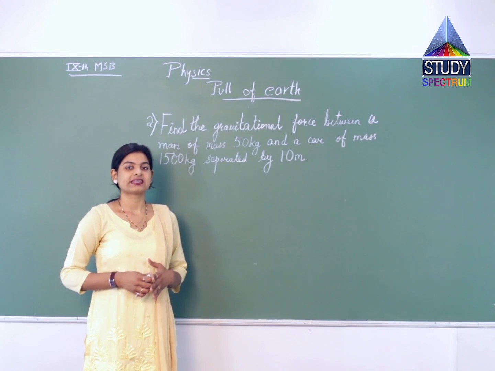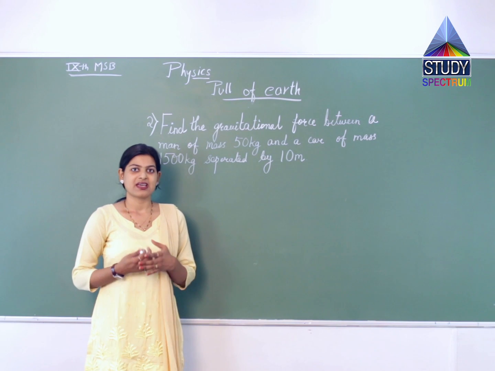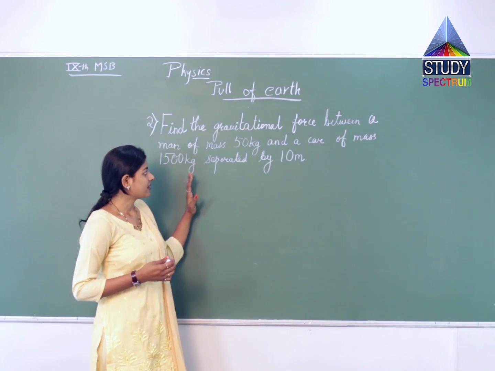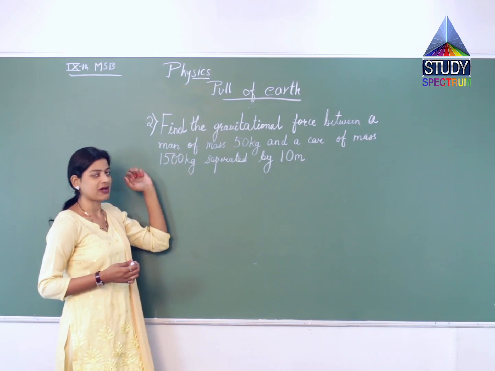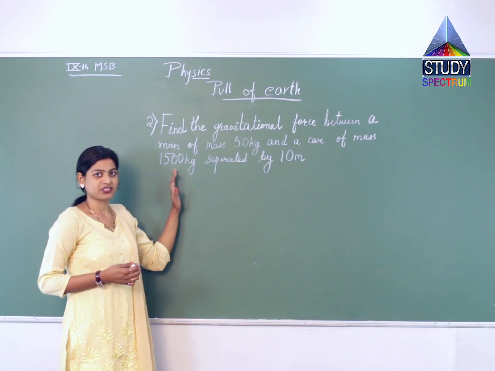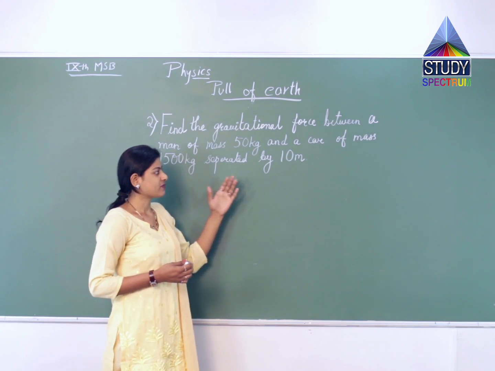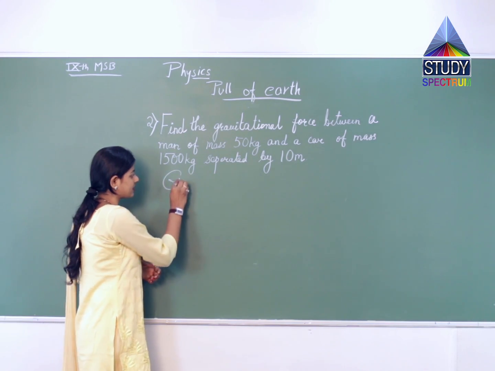So let's solve the second example. Here in the second example, we have to find the gravitational force acting on the man and the car. The mass of the man is 50 kg whereas the mass of the car is 1500 kg. The separation between them is 10 meters. So we have to find the gravitational force acting on them. First we will note down the given data.